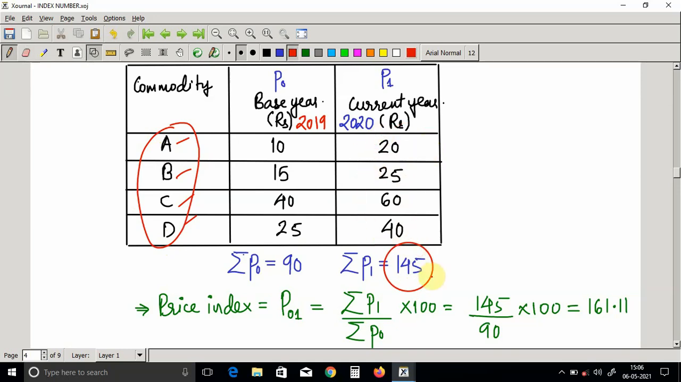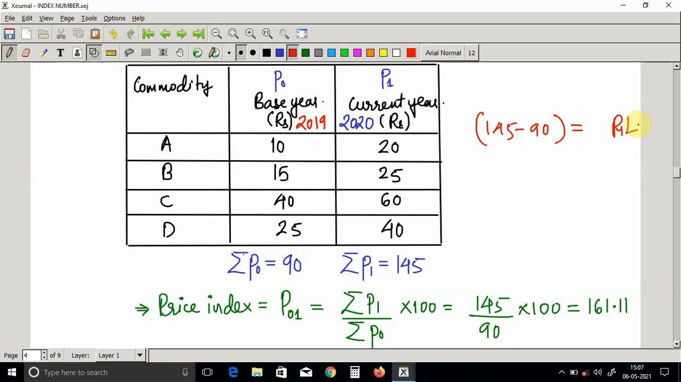You can see that there is an increase in the cost, an increase in the price of these 4 commodities. Now what the index number is going to tell you is the relative increase. What is the relative increase? Very easily, you can see that 145 minus 90, this difference is going to give you a clear idea. This is in rupees, isn't it?